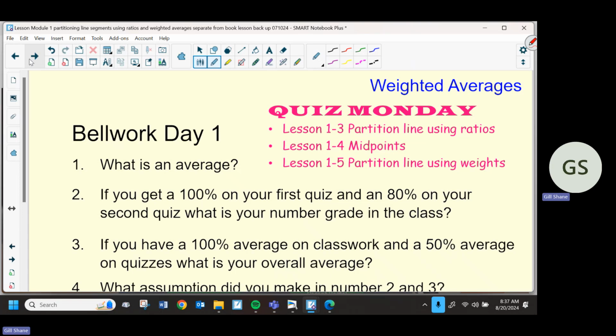So this is your bell work for the lesson. If you want to start working on it when you're done, really good idea, which go pretty fast. This can be a pretty challenging topic.